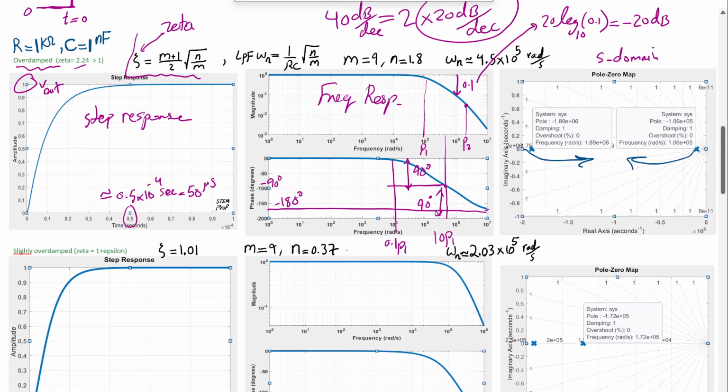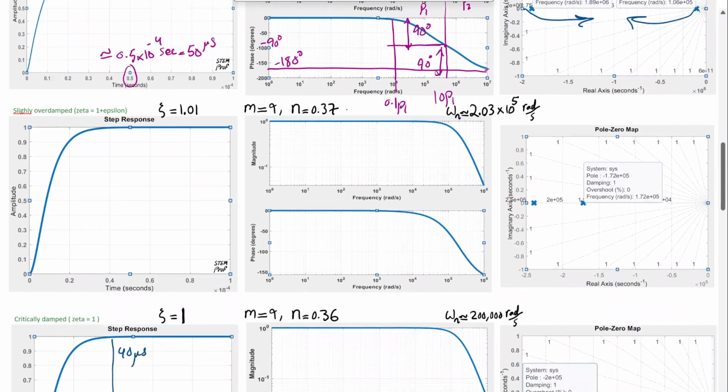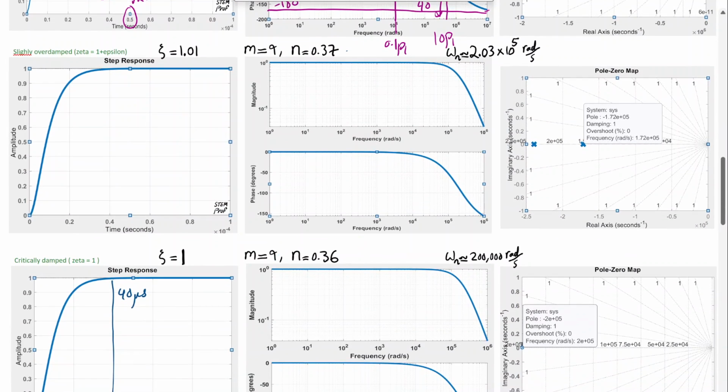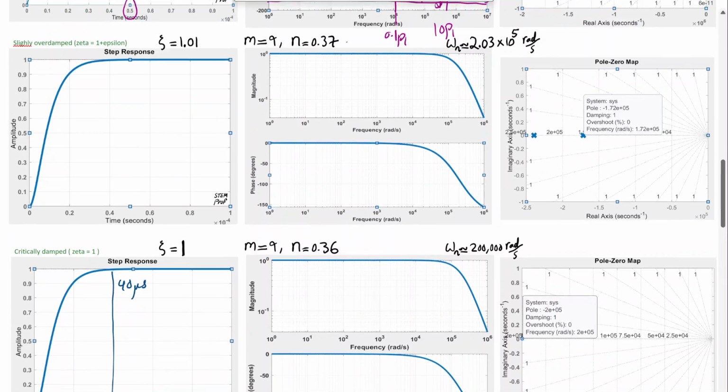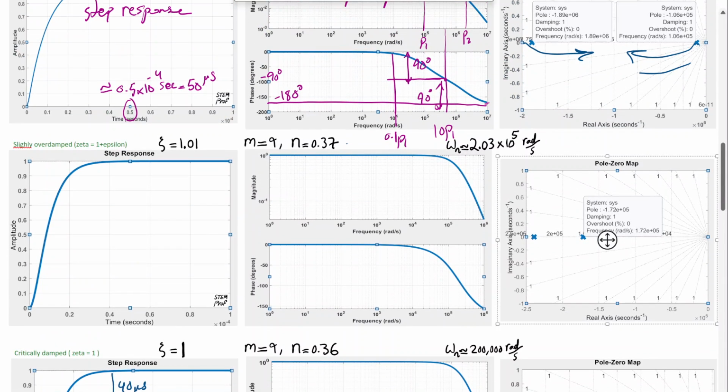So how do we get there? I further reduce N from 0.37 to 0.36. That's what I did. And omega n remains almost the same because nothing changed that much. But now at 0.36 N, zeta is exactly 1, and the system is exactly critically damped. By that we mean the two poles that were getting close to each other, as I talked about, now completely converge on each other.